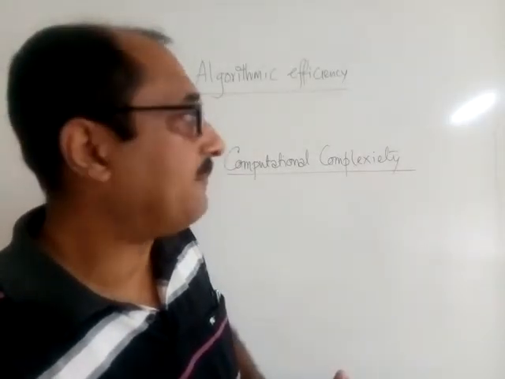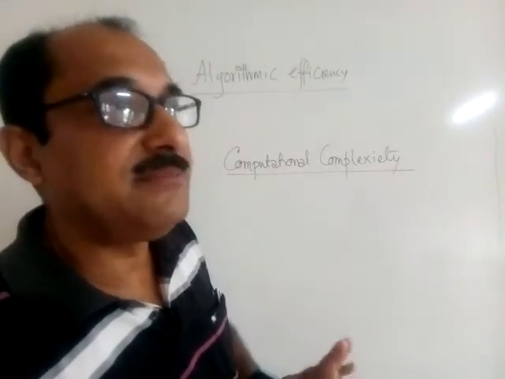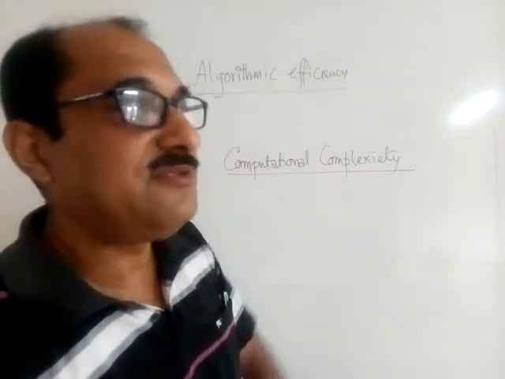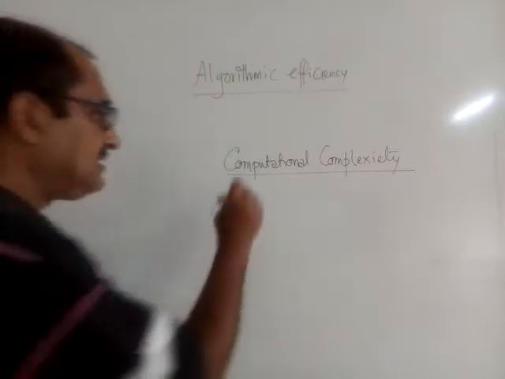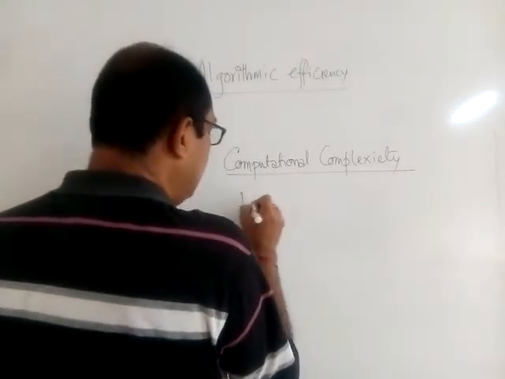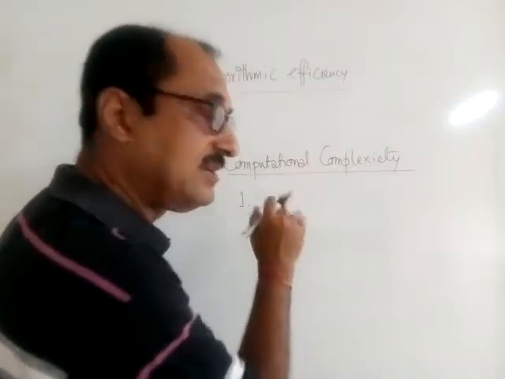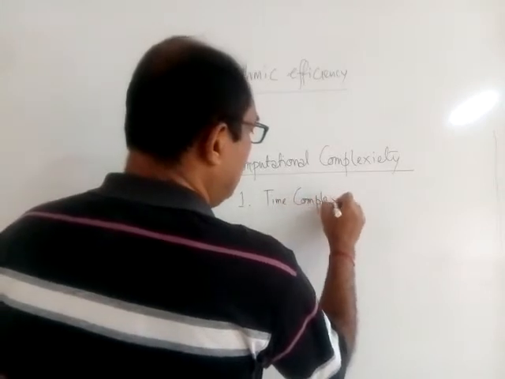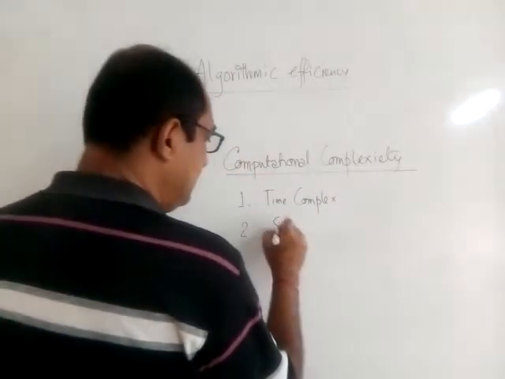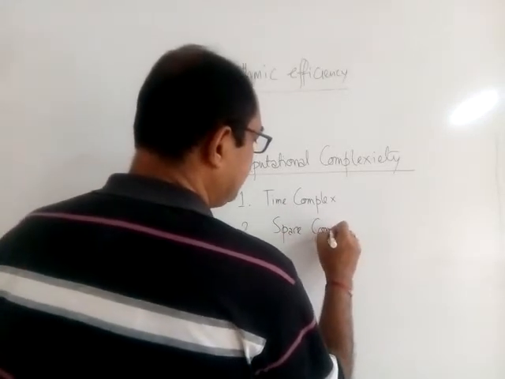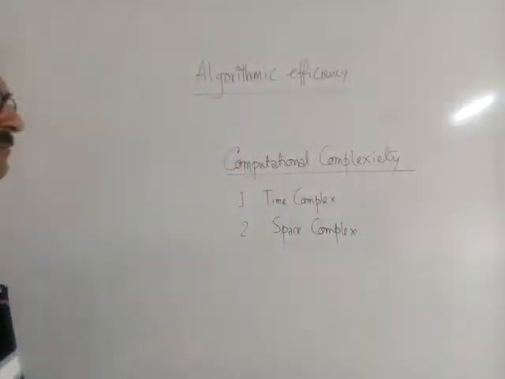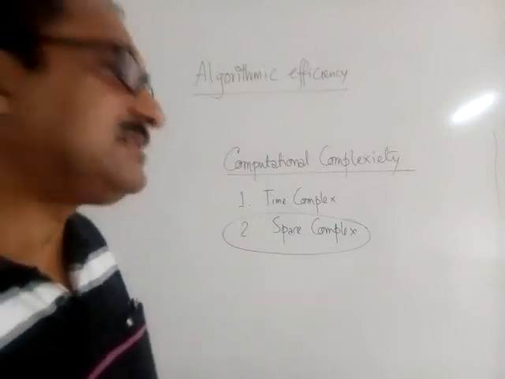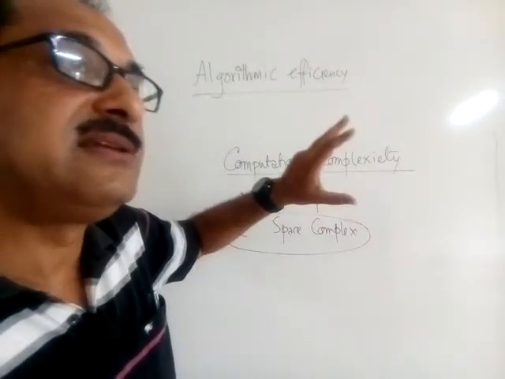Basically, computational complexity is a study of certain factors on which the efficiency of a program will depend. Computational complexity is nothing but the study of certain factors on which algorithmic efficiency will depend. What are the main things here? Mainly we will study all the internal factors that we saw. One is called time complexity, another is called space complexity.